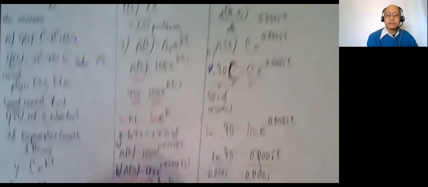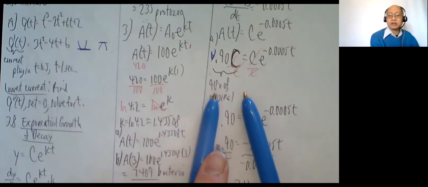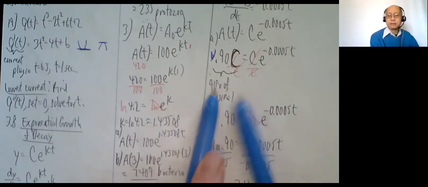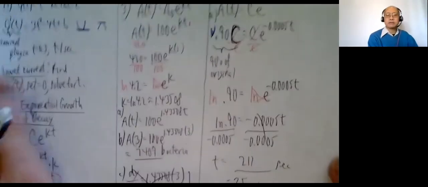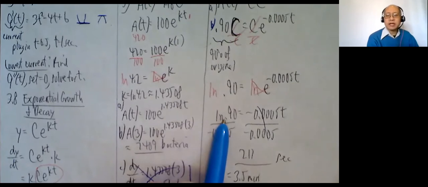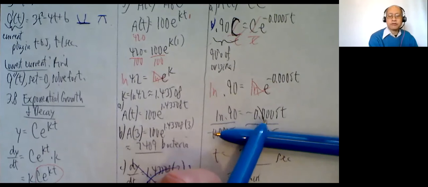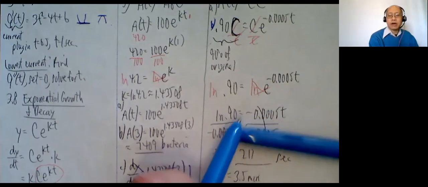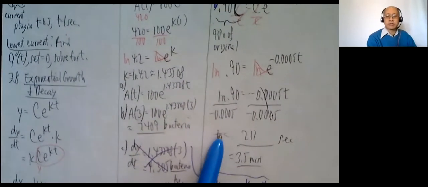Just divide by C, and then you have 0.90 equals e to the negative 0.0005 t. These problems tend to work the same way. How do you get rid of the e? Natural log. ln and e cancel out. ln of 0.90 is negative 0.0005 t. Divide both sides by negative 0.0005, and I got 211 seconds.